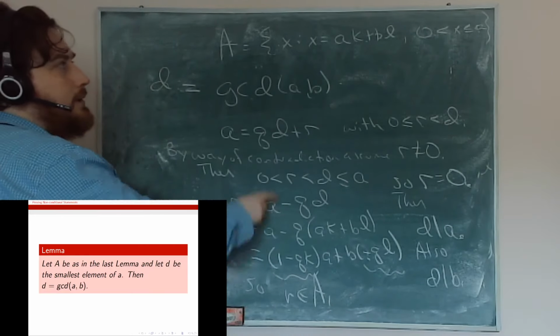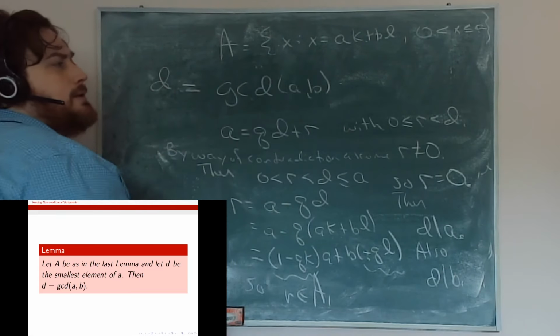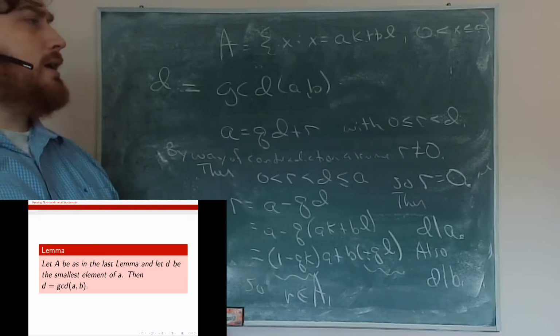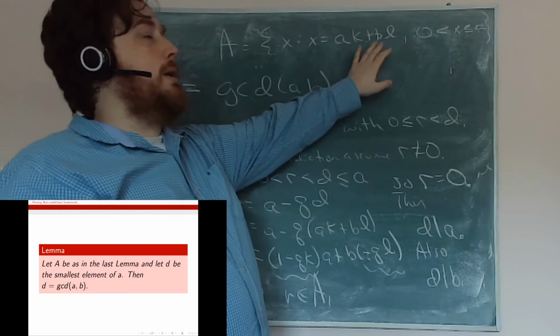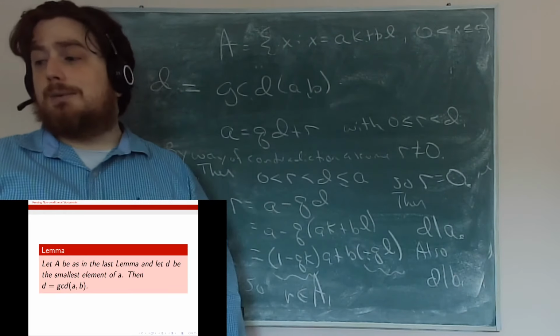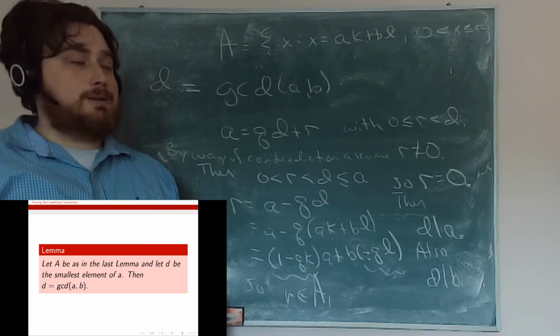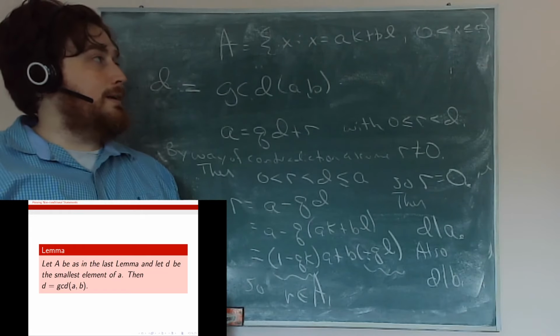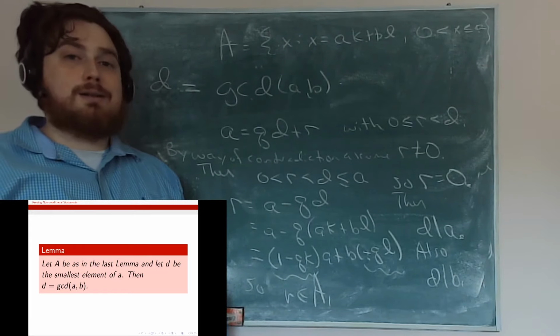Therefore, since D was in A, the greatest common divisor of A and B has to be in A. So therefore, the greatest common divisor of A and B can be written as A times an integer plus B times an integer. And that is our theorem.